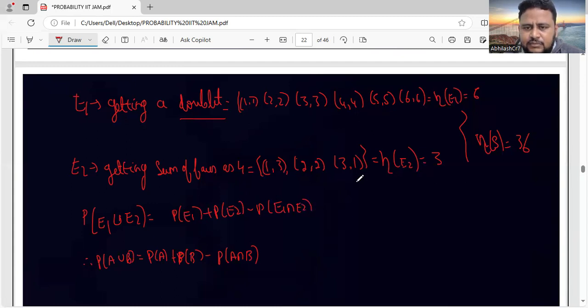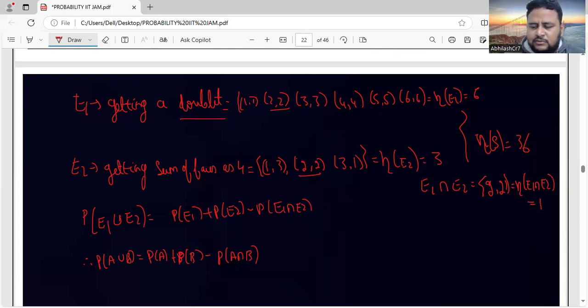Now, one thing you must understand here: E1 intersection E2. Let us find out what it is. Is there anything common here? Yes, 2 and 2 are common here. So E1 intersection E2 is nothing but 2 comma 2. So n of E1 intersection E2 is nothing but 1.